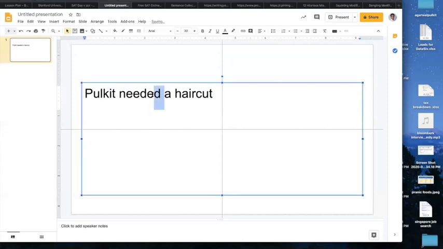Okay. Tense is fine. Pulkit needed a haircut. It's fine. Pulkit needs. Oh, okay. You think I still need a haircut? Okay, I see what's happening. All right. All right. Enough.